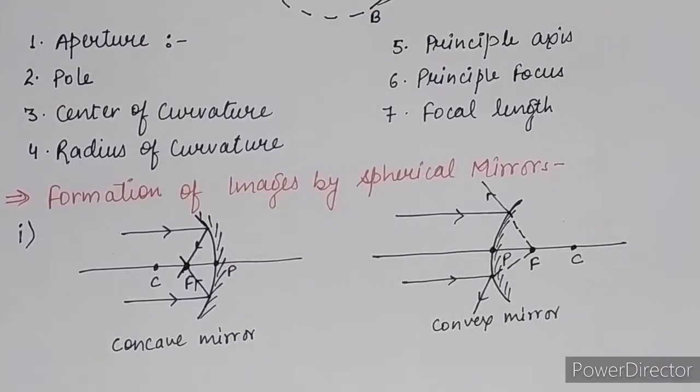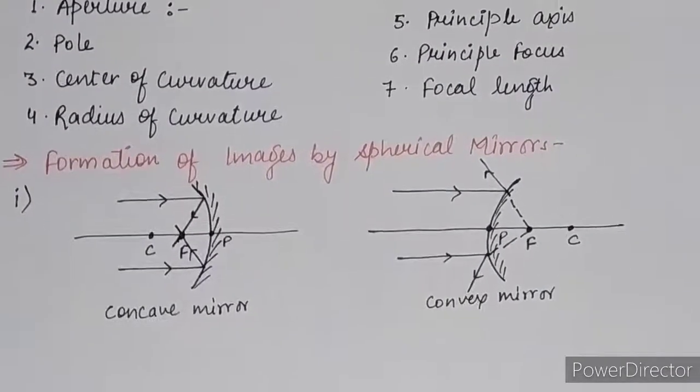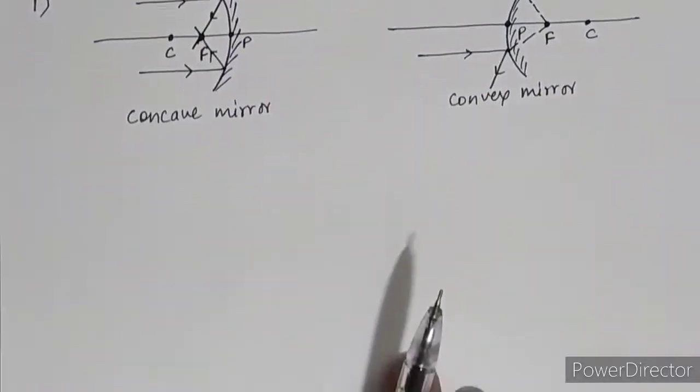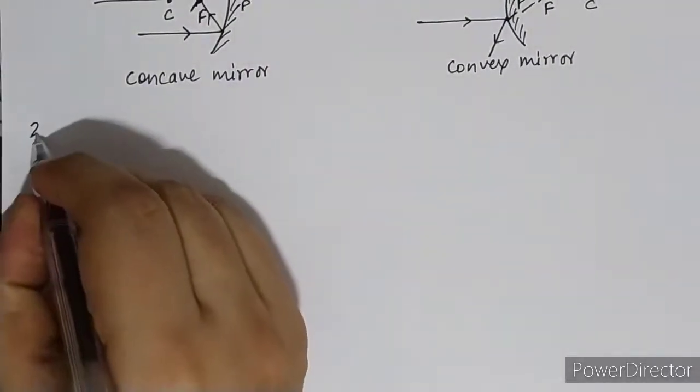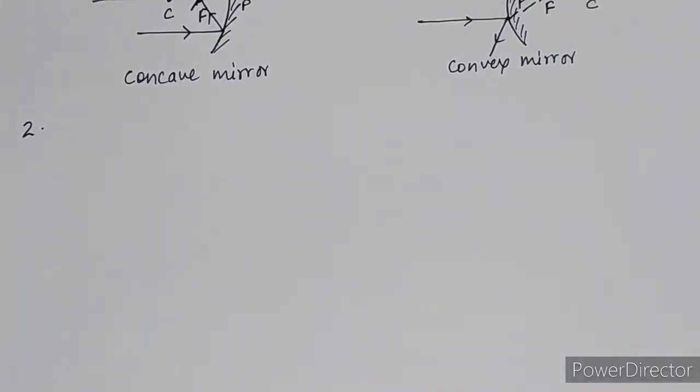So the first rule is that if the light rays are coming parallel to the principal axis, they always meet at the focus point in the concave mirror, or it seems that they are coming from the focus point in the convex mirror. Clear? The second rule for image formation is that when the incident rays pass through the focus, they become parallel to the principal axis after reflection.